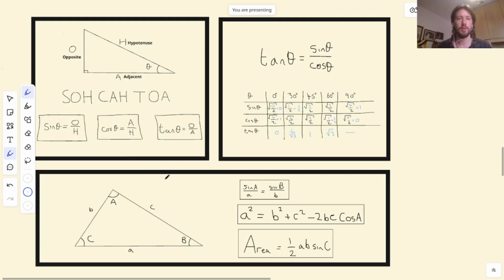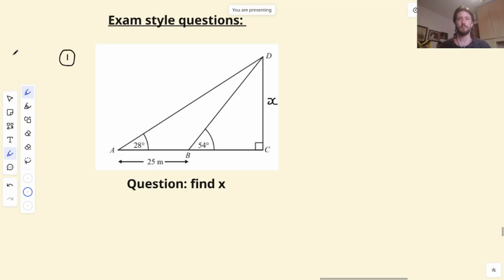So, to summarize, we've gone through the theory of right-angled triangles with SOHCAHTOA. We understand that tan can be related to sine and cosine. We understand how to remember exact angles, and we understand the formulas relating to non-right-angled triangles. I am now going to go through some harder mixed style problems that can use any of these pieces of theory. Before I go through the solution of each of these problems, feel free to pause the video and try it for yourself. Okay, let's have a look at the problems.